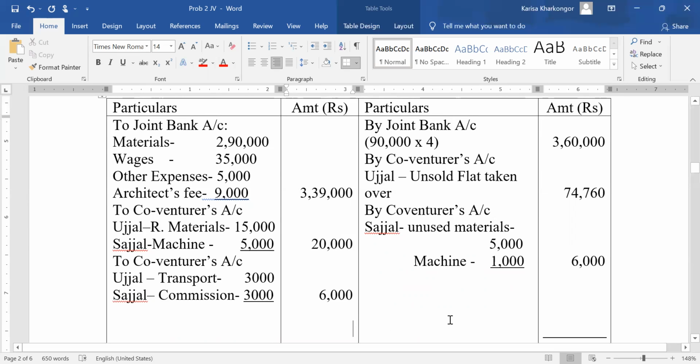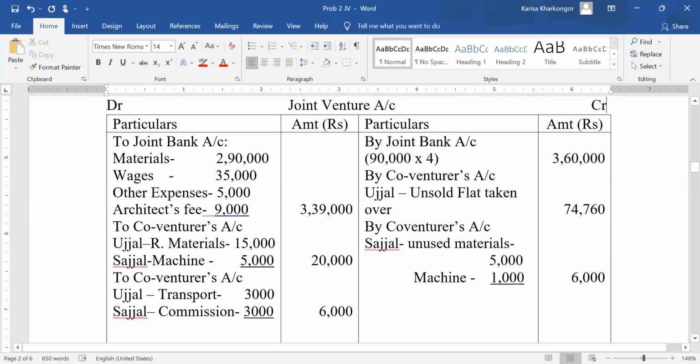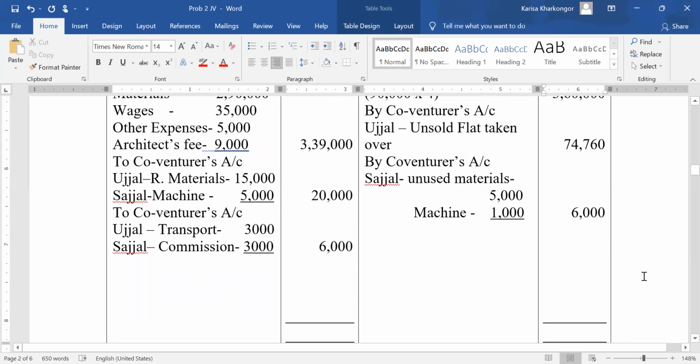So from this, we can find out the profit or loss. Just looking at the amount, we can make out that the credit side is more, since the first item itself is 3,60,000, which will be more than the amount of the debit side when added. So after adding, you will get 4,40,760 on the credit side, which is more than the total of the debit side. So we'll write the total of the credit side.